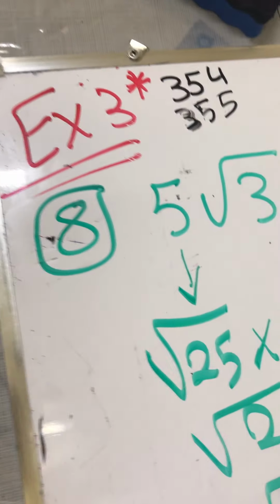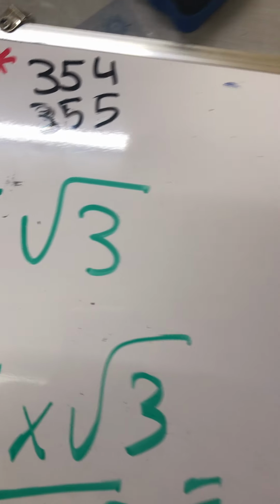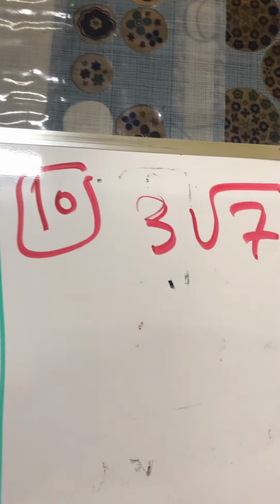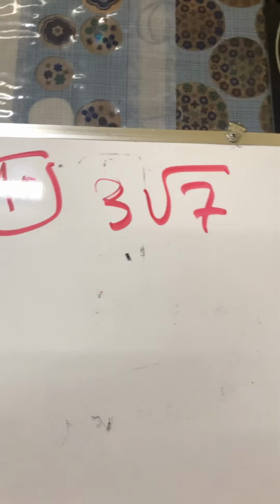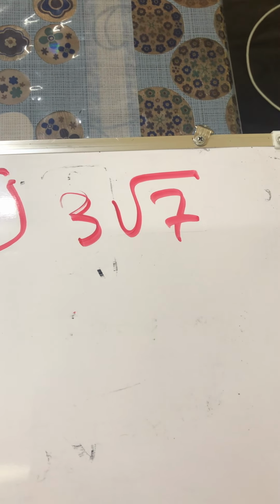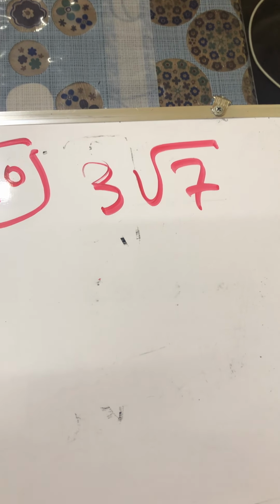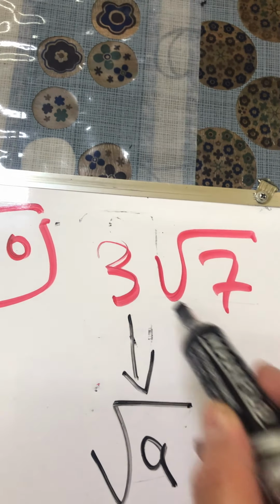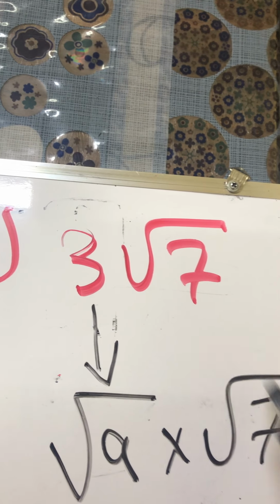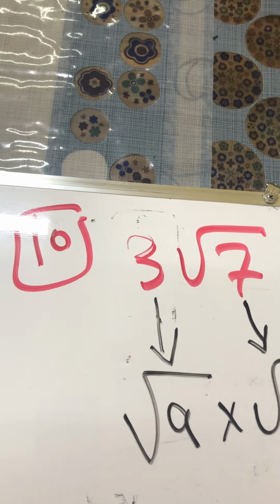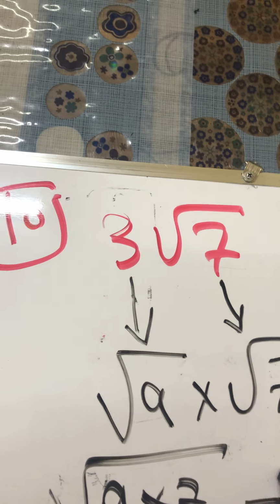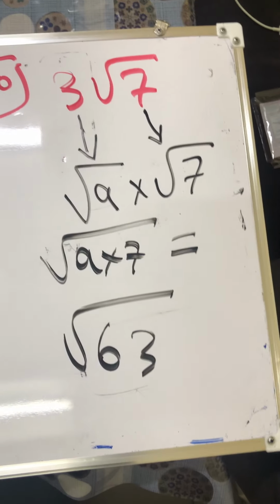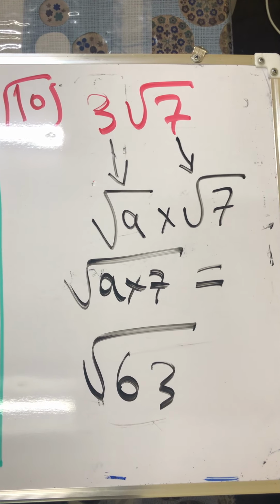Now, solve number 10. 3 square root of 7. Also, it asks me to express as the square root of a single number. This 3 comes from square root of 9, multiplied by square root of 7. So, 9 times 7 equals square root of 63.